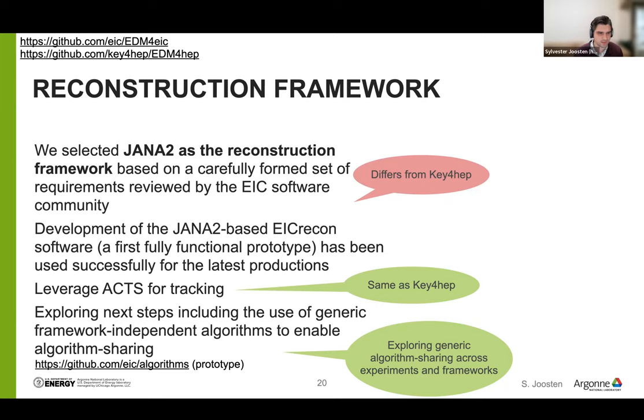We did develop the JANA-based EIC recon software, which is a first functional prototype of the reconstruction software written within the JANA2 context, and it's been used successfully for the latest productions. However, we are still using quite a few common tools within the reconstruction context. So we are using ACTS for tracking, which is treating us quite well. And we are exploring next steps, ensuring the use of generic framework-independent algorithms to enable algorithm sharing across experiments and frameworks. This is something where we're working on a prototype right now, and evaluation of whether this is a route we want to take is still going on.